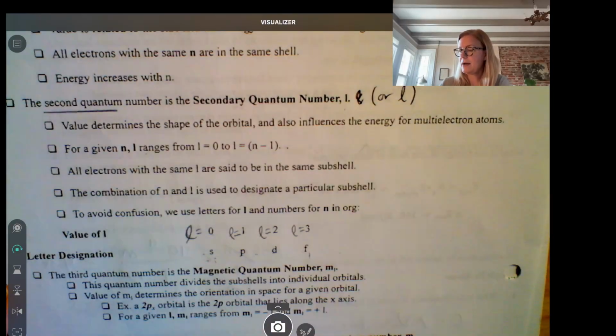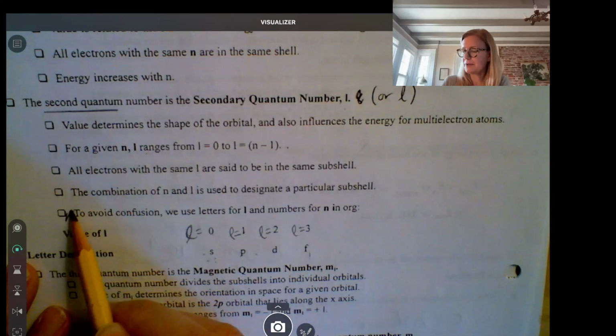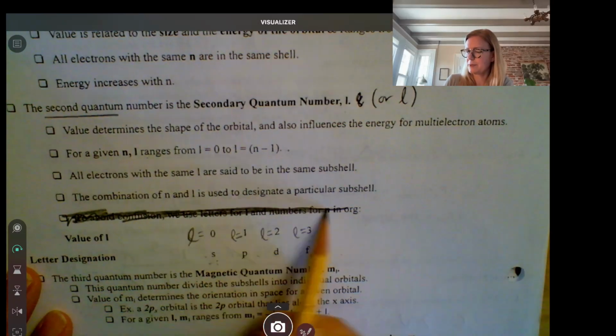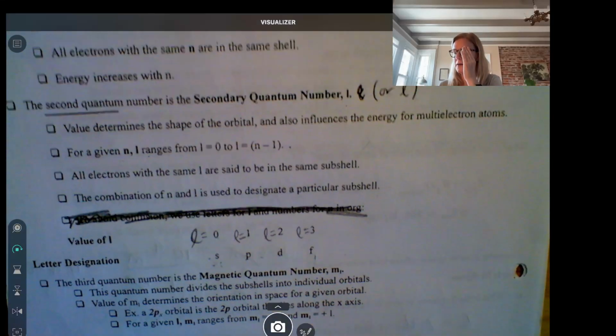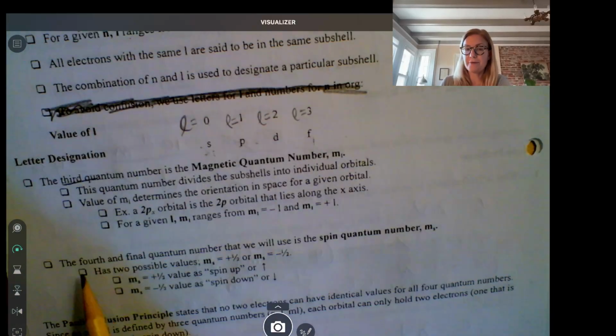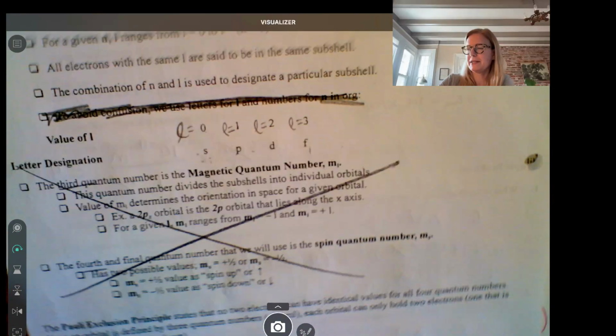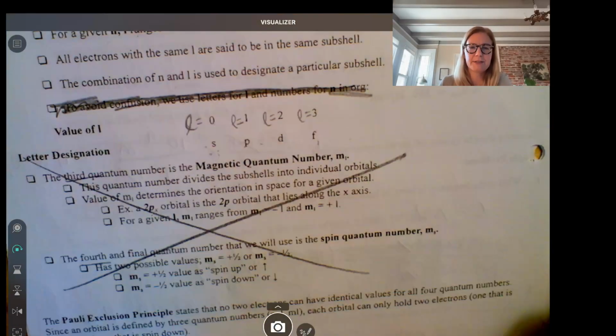Okay, the last part you can cross that out. I don't really even understand that last bullet point. The third quantum number and the fourth quantum number, you could just totally cross that out. If you want to read it, you can. You'll learn more about that if you take upper level chemistry in college.